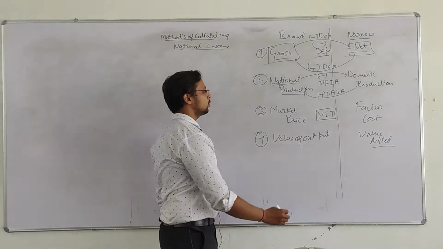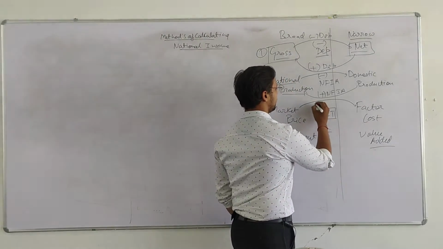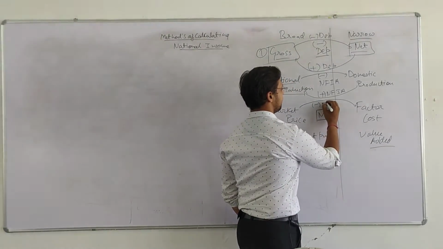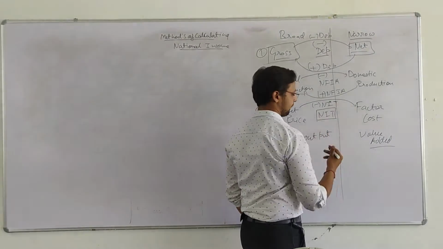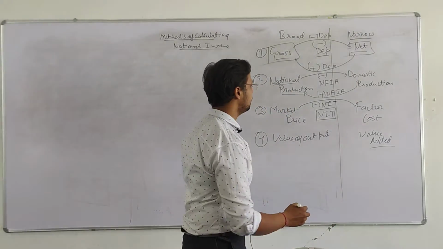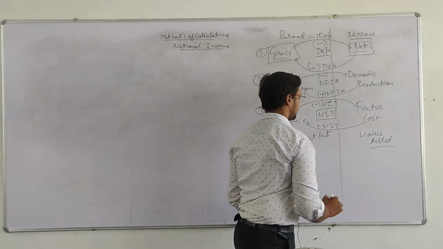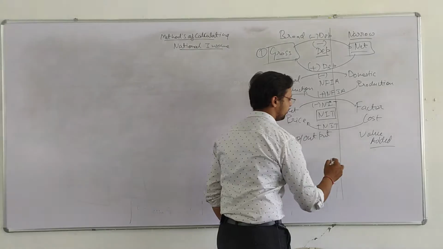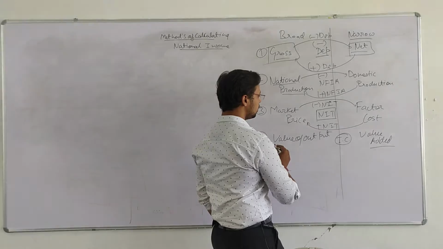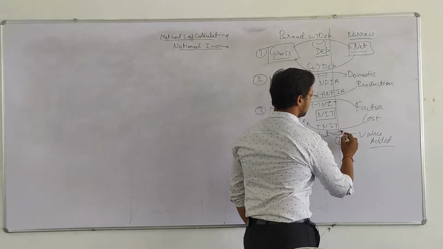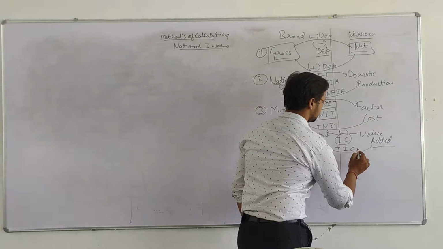The other one is net indirect taxes. If you want to go from market price to factor cost, then you will have to subtract net indirect taxes, and if you want to go from factor cost to market price, then you will have to add net indirect taxes. Then the other one is value of output. The difference is intermediate consumption. If you want to go from value of output to value added, then you will have to subtract intermediate consumption, and if you want to go the other way, then you will have to add intermediate consumption.